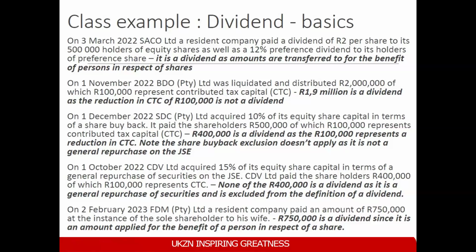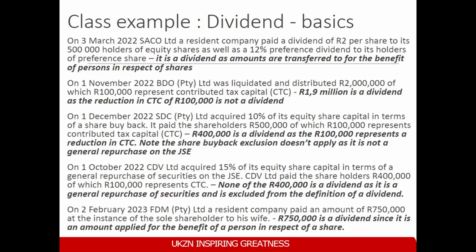Okay, so we've got a class example. On 3rd of March, 2022, SACO Ltd, a resident company, paid a dividend of 2 rands per share to its 500 shareholders for equity shares, as well as a 12% preference dividend to its shareholders of preference shares. It is a dividend as the amount is transferred for the benefit of a person in respect of shares. So in this case we can see these are dividends because these people are shareholders. They are holding shares in a company.